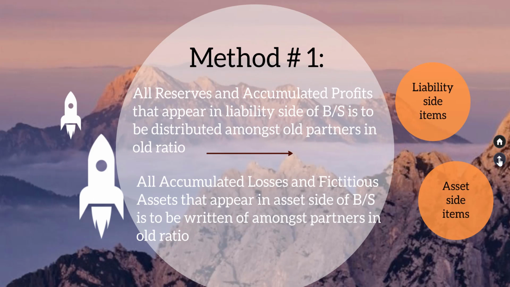So we discussed the items that appear in the liability side of the balance sheet. Now what about the asset side items? Accumulated losses, which is the P&L balance appearing in the asset side of the balance sheet, and fictitious assets, which could be deferred revenue expenditure or, for example, advertisement suspense, that appear in the asset side of the balance sheet has to be written off amongst the partners, that is the existing partners, in their old profit sharing ratio.